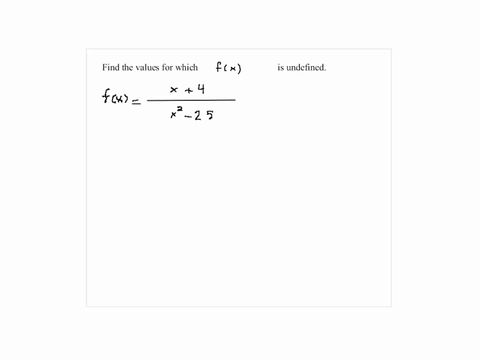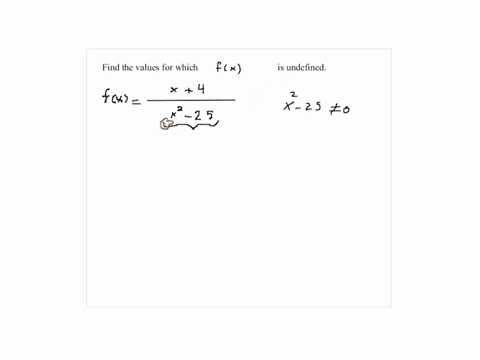Martha, you want to tell me what would be your first step? X minus 5, x plus 5 equal to 0. Okay, very good. So to see for what value of x this is undefined, we want to make sure this whole thing here, x squared minus 25, is not equal to 0, because if you have anything over 0, then it will be undefined.